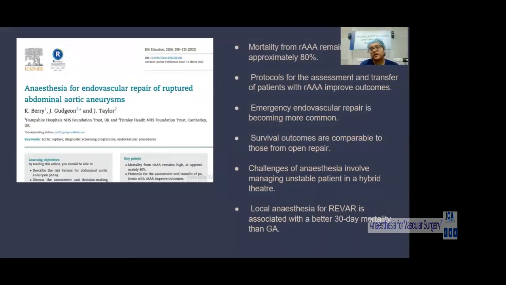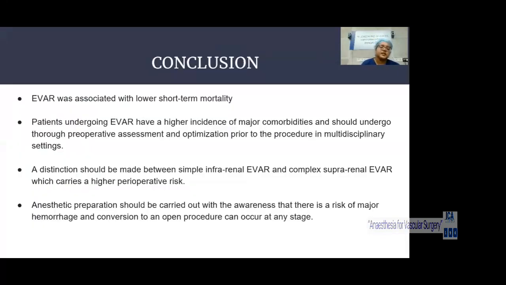Challenges faced by anesthesia are due to managing an unstable patient in a hybrid theater. Local anesthesia ensures a better 30-day mortality as compared to general anesthesia. Endovascular repair was associated with lower short-term mortality. Patients undergoing endovascular repair have a higher incidence of major comorbidities and should undergo a thorough preoperative assessment and optimization.